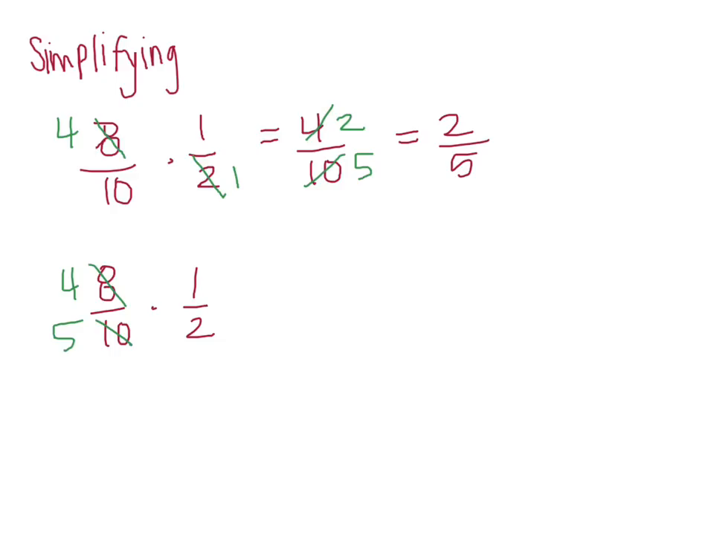We can go ahead and multiply across now, or we can see that this new 4 and this 2 are both divisible by 2. So let's cross that 4 out and change it to a 2, because 4 divided by 2 is 2. Cross this 2 out, and 2 divided by 2 is 1. And then we multiply straight across. 2 times 1 is 2. 5 times 1 is 5. And you'll see we did it a different way, but we got the exact same answer.